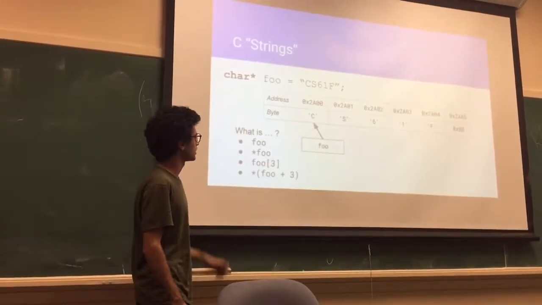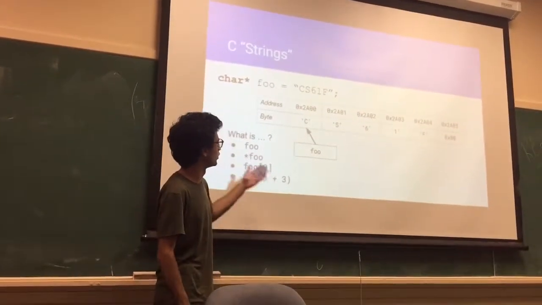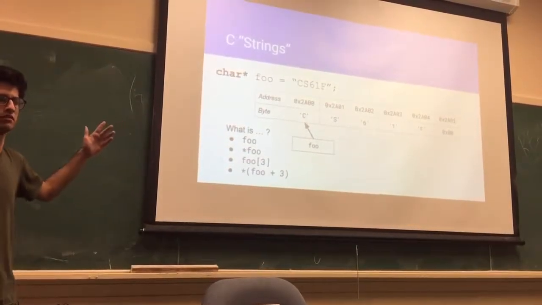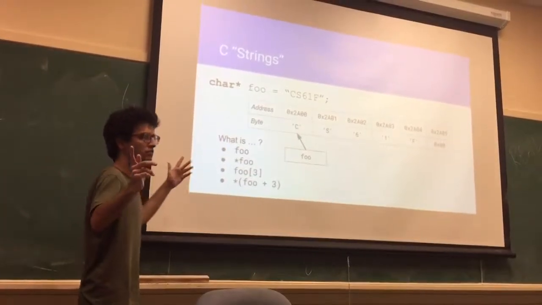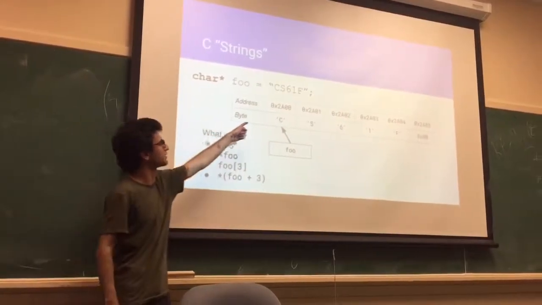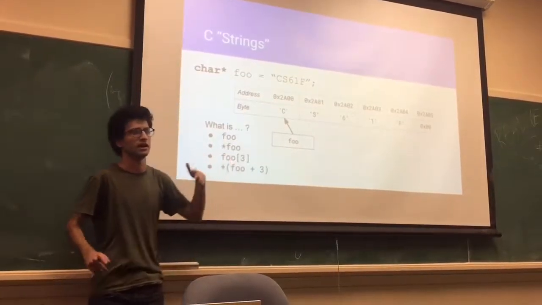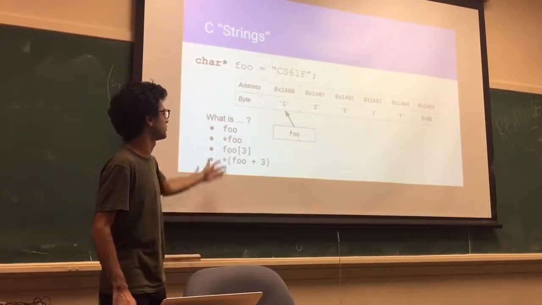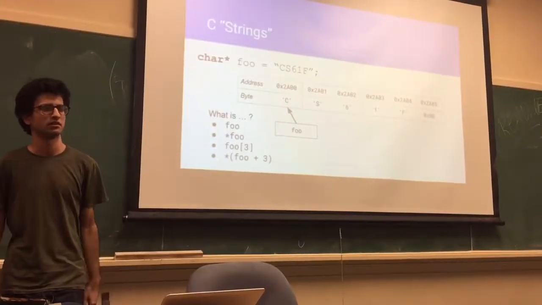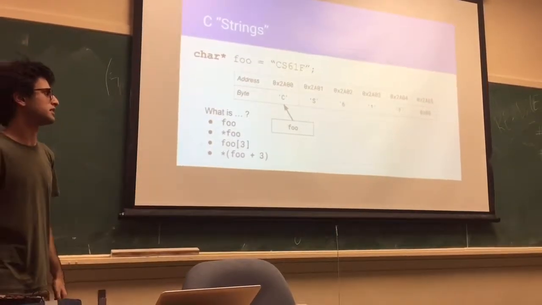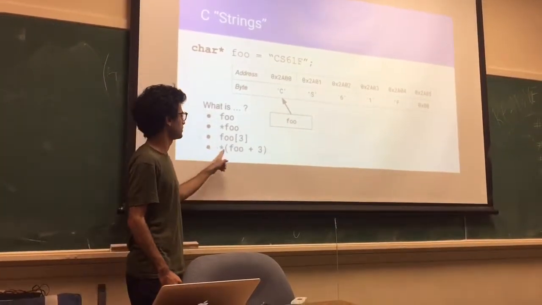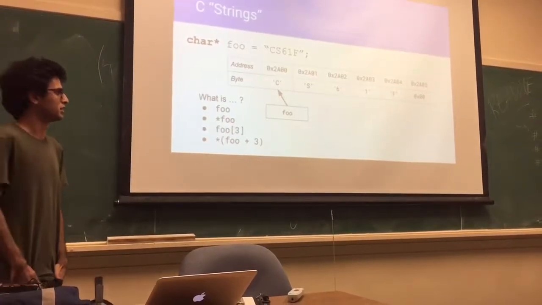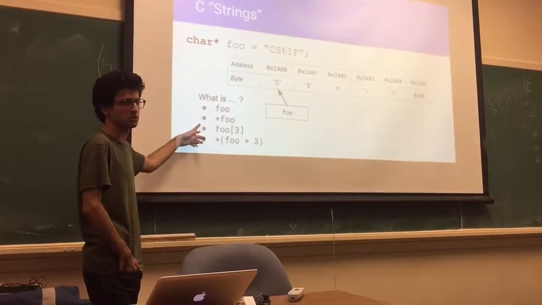Great. So just quick questions. What is foo? Just yell it out if you know. Right, it's this hex address, like 0x2A. What's *foo? C. What's foo[3]? 1, 6, 1, right? Okay. What's *(foo + 3)? 1. So these two notations, we learned they're the same, right?